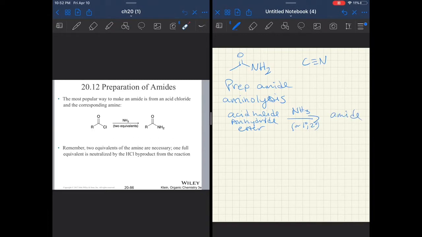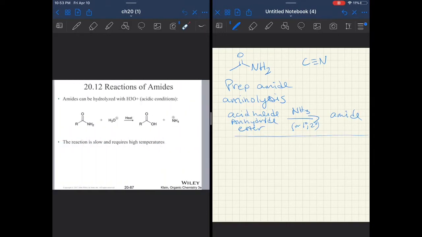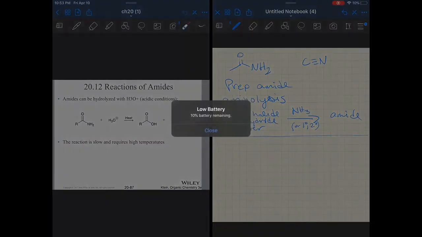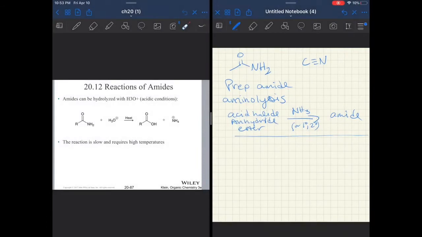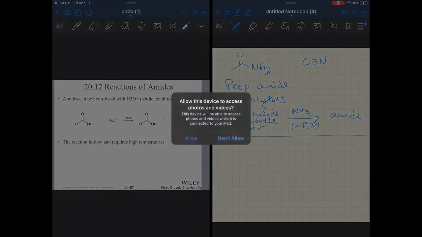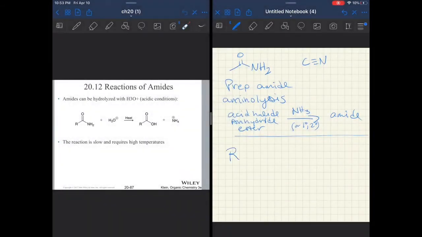We've already covered those. We've looked at the mechanisms for them. You are already responsible for those. So we can just jump right in to the reactions of amides. Now, this should be unsurprising. It's a new reaction, but is it really? It's hydrolysis. Just like we have seen with the halides, the anhydrides, the esters.